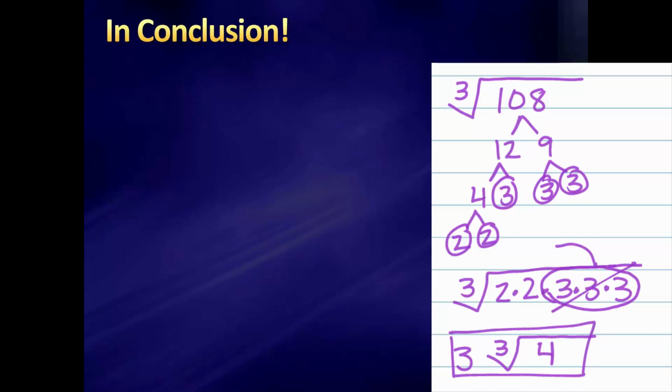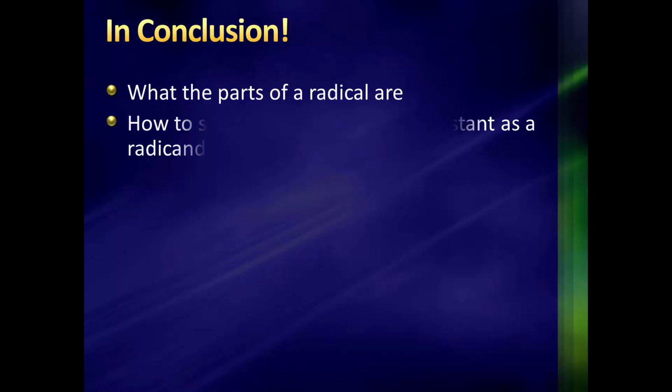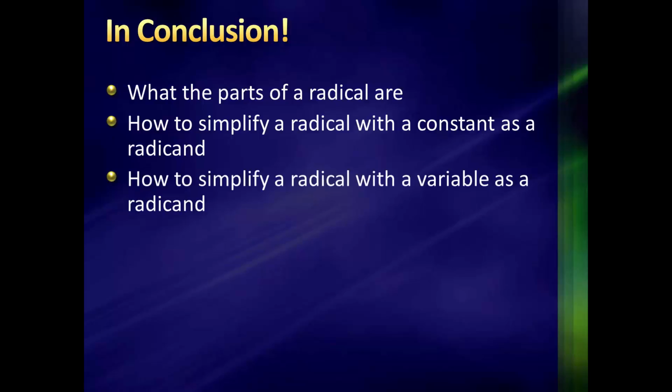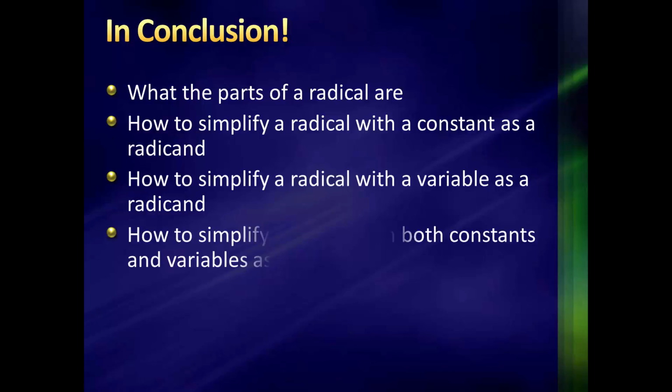In this lesson, you learned several valuable skills about how to simplify radicals. You learned what the parts of the radical are. You learned how to simplify a radical with a constant as a radicand. You learned how to simplify a radical when there was a variable as a radicand. And you also learned how to simplify a radical when we have both constants, numbers, and variables underneath that radical symbol, and they're acting as the radicand.